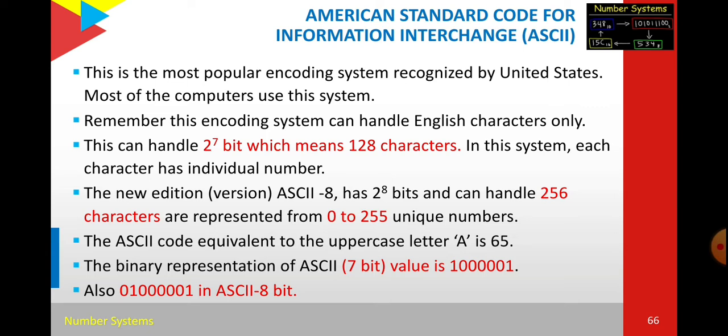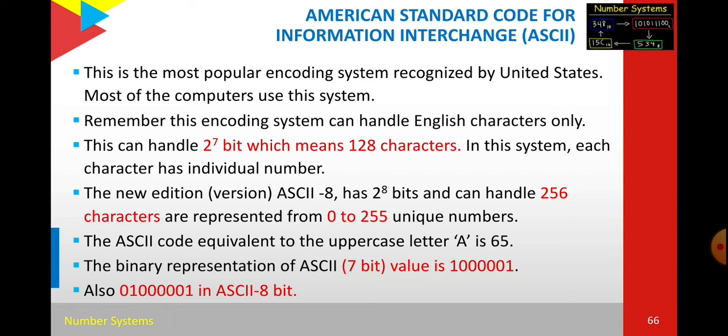So the new edition, ASCII 8, is 2 power 8 and can handle 256 characters, represented from 0 to 255. That is, 0 to 255 unique numbers. For example, if you want to represent 0 in ASCII 8-bit code, how can we represent it? Eight zeros are used to represent the number 0. If you want to represent 1, it is 7 zeros and a 1. This is the ASCII value for the numeric number 1.